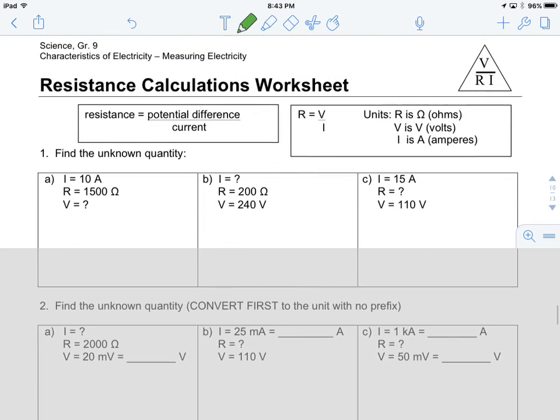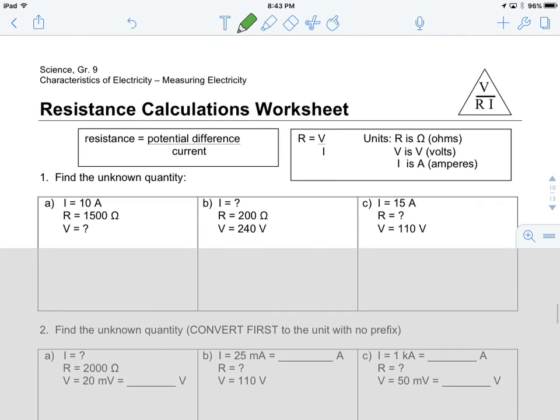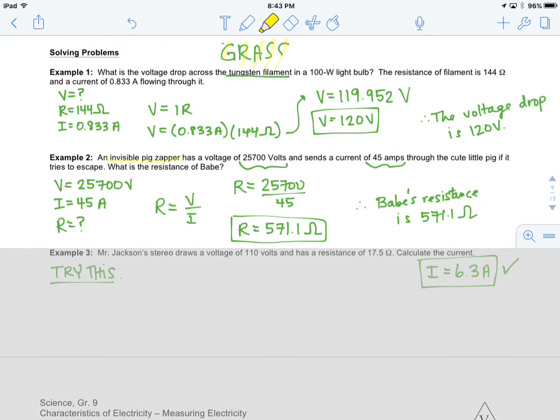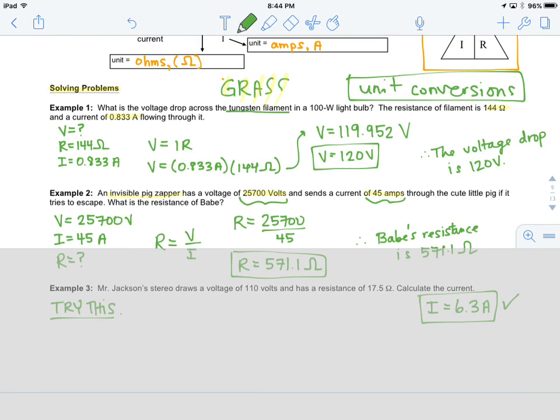You'll notice the next page is a worksheet. This worksheet is for tomorrow in class for you to be working on. One thing I'm going to say just before I finish this off is that sometimes when you're solving problems, the questions aren't always going to have perfect units. Sometimes you're going to have to do some unit conversions. So just keep in mind that unit conversions are very common in these types of problems. Anyhow, there you go, your lesson on Ohm's law.